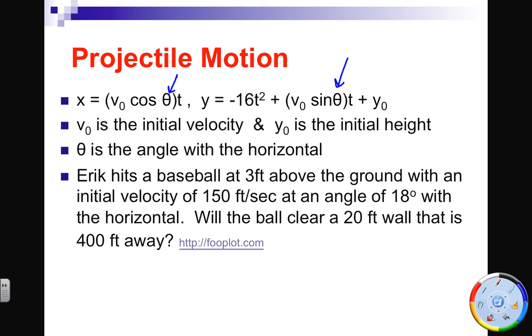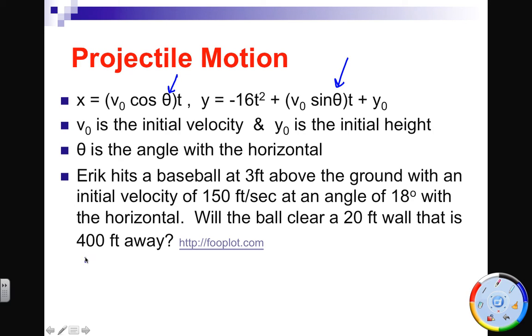So here we have this guy, Eric. He hits a baseball that's 3 feet above the ground with an initial velocity of 100 feet per second at an angle of 18 with the horizontal. And the question is, will the ball clear a 20-foot wall that is 400 feet away? So this becomes kind of complex here, but nothing we can't do.